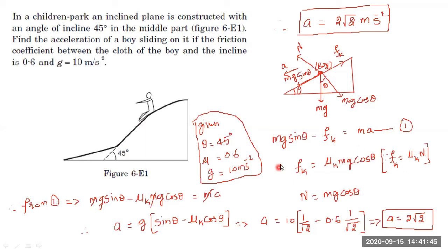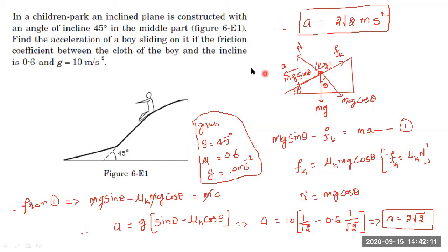So therefore, on substituting the fk value in the first equation and simplifying, we will get acceleration as g into (sin theta minus mu k cos theta). And students, you can use this as a formula for acceleration of a body down a rough inclined plane. Okay. Now on substituting the given values, we are getting acceleration equal to 2 root 2 meter per second square. That's it.